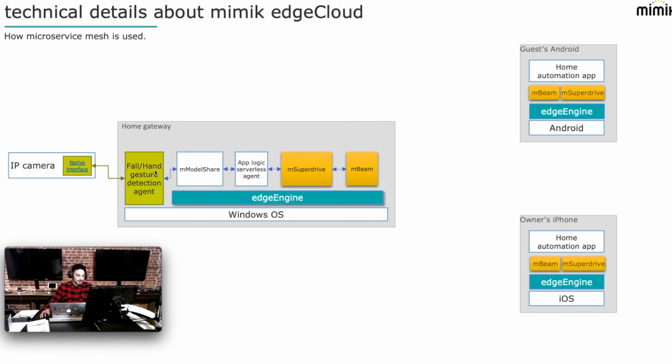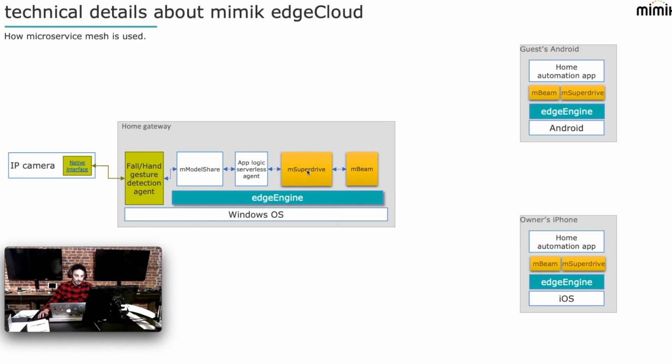This is the green box, in tandem with mmodel share, which is another microservice, and the app logic serverless agent. This is the Edge AI package that, in summary, does the detection. When I raised my hand or when I fell, these three are the application doing the detection on the video feed. And when I change the model from hand to fall to detect one thing over the other, this happens in model share. This is all running on top of the edgeEngine.